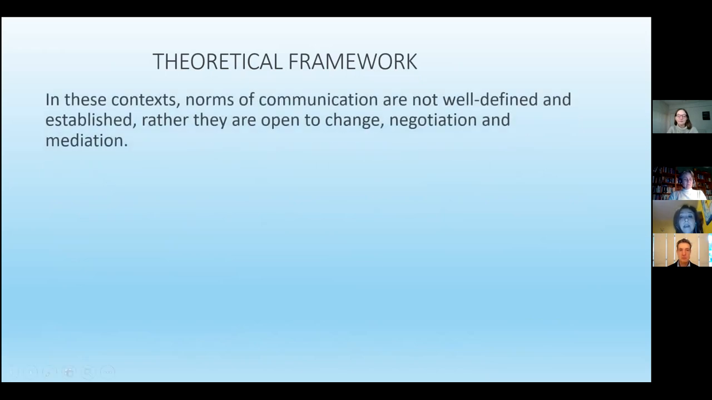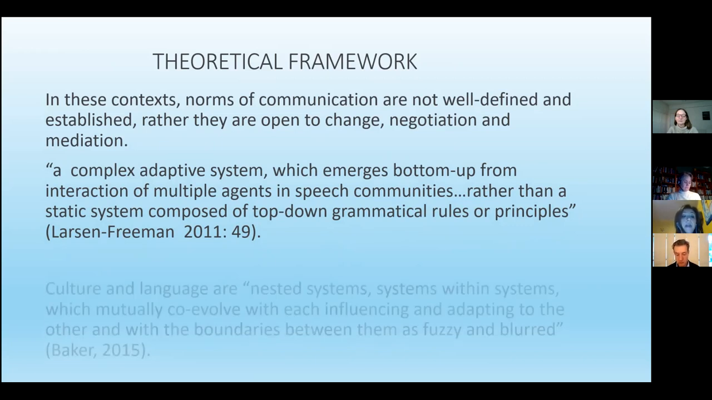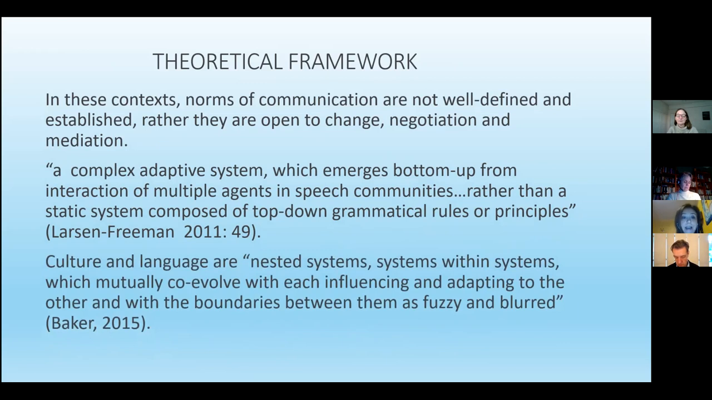Therefore, in this context, norms of communication are not well defined and established, rather they're open to change, negotiation, and mediation. According to this view, language is a complex system which emerges bottom up from interaction of multiple agents in speech communities, rather than a static system composed of top-down grammatical rules or principles. Therefore, culture and language are seen as nested systems, systems within systems which mutually co-evolve, with each influencing and adapting to the others, and with the boundaries between them as fuzzy and blurred.